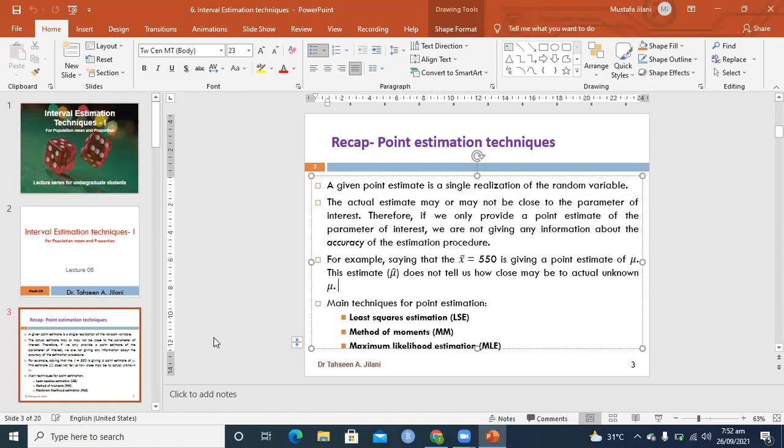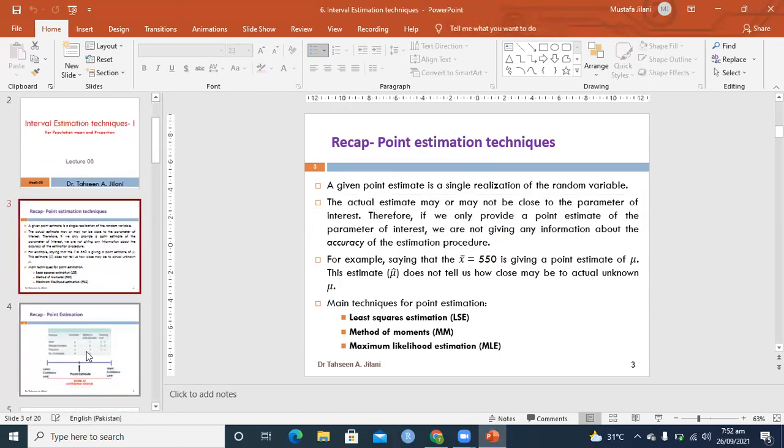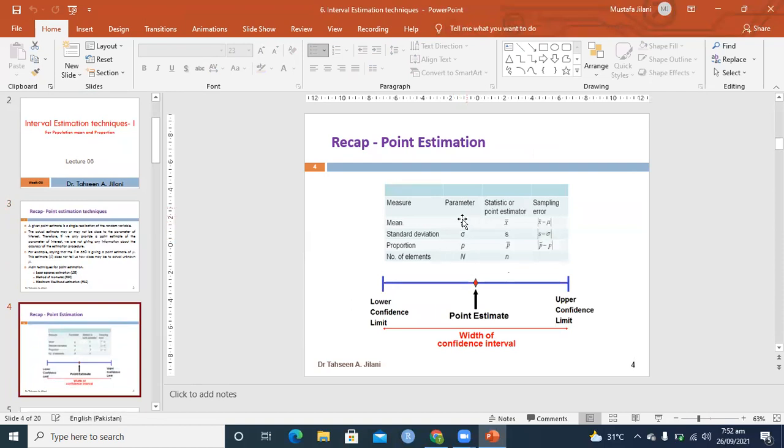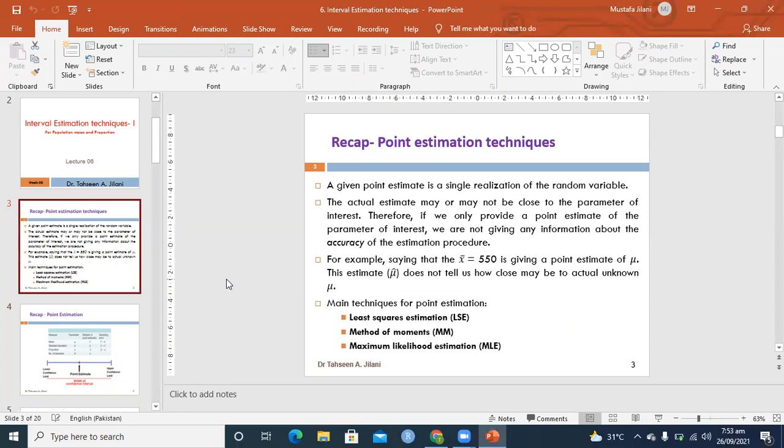If you remember in the previous class, we saw a table which was showing that if the parameter is mu and the point estimator is X bar, then we can say that the point estimator is biased or contains some sampling error using the absolute value of X bar minus mu. But this sampling error or bias can only be calculated if the population mean is known to you. Otherwise, you cannot calculate this bias value. So because of this reason, we have to have some other way of estimation that is called interval estimation.